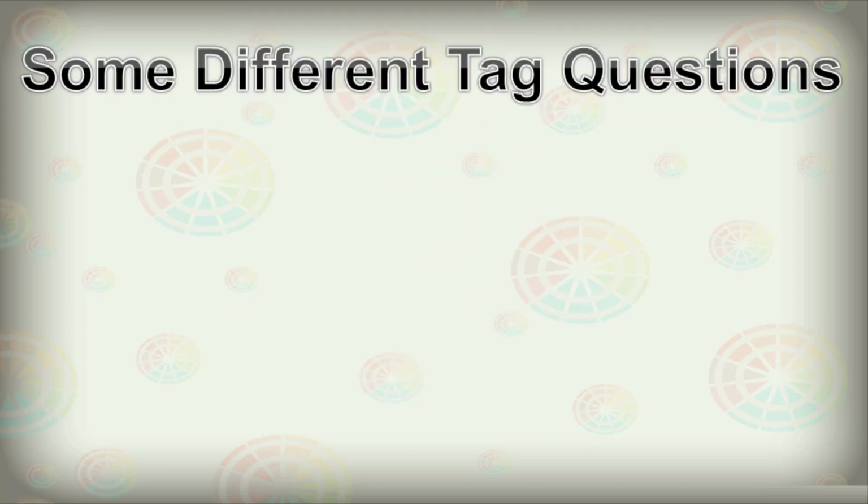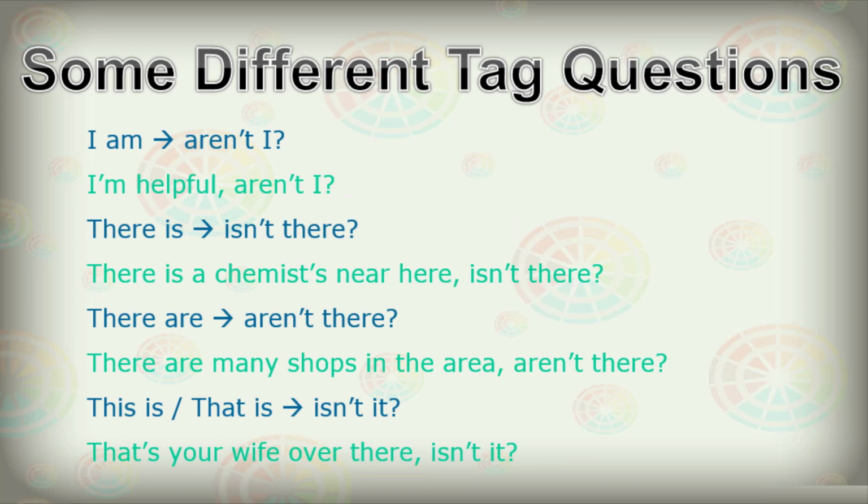Now I am going to show you some different tag questions. I am, aren't I? I am helpful, aren't I? There is, isn't there? There is a chemist near here, isn't there? There are, aren't there? There are many shops in the area, aren't there? This is, that is, isn't it? That's your wife over there, isn't it?